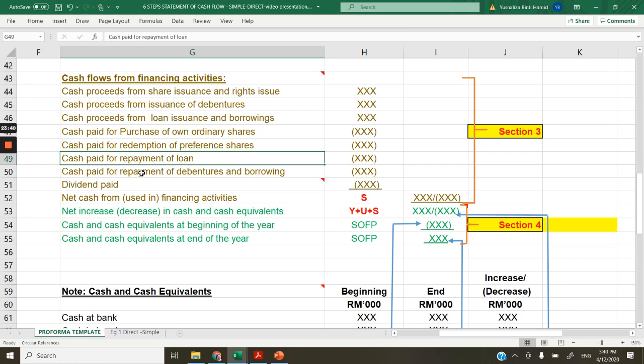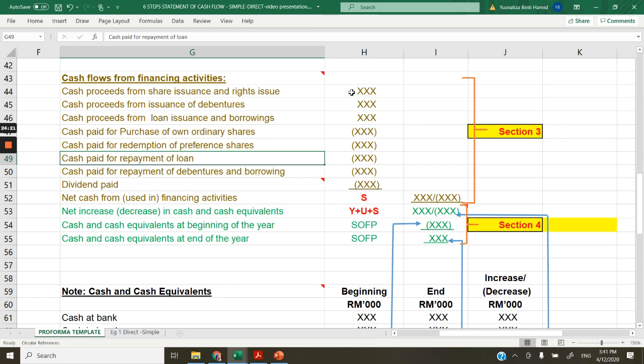The next one is cash paid for repayment of debentures and borrowing. So if you issue debentures to finance your company, if you take long-term borrowing, at the end of the day, you may have to make repayment. So as I said, repayments are an outflow. You can put here a bracket with the figure inside it, or you can also put a negative sign. Negative 100,000, for example, shows an outflow. If you leave the figure as it is, let's say you issue shares for 1 million, and you debit bank, you credit your share capital, that one will have to be left as it is.